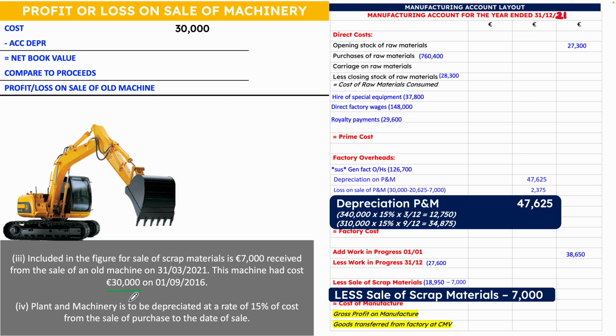So 30,000, we're going to be multiplying it by 15%, and we're going to be multiplying it by how long we had it for. So we bought it on the 1st of the 9th, 2016, and we sold it on the 31st of the 3rd, 2021. So that means for 2016, we had it for the 9th month, the 10th month, the 11th month, the 12th month. So that's 4 months of 2016.